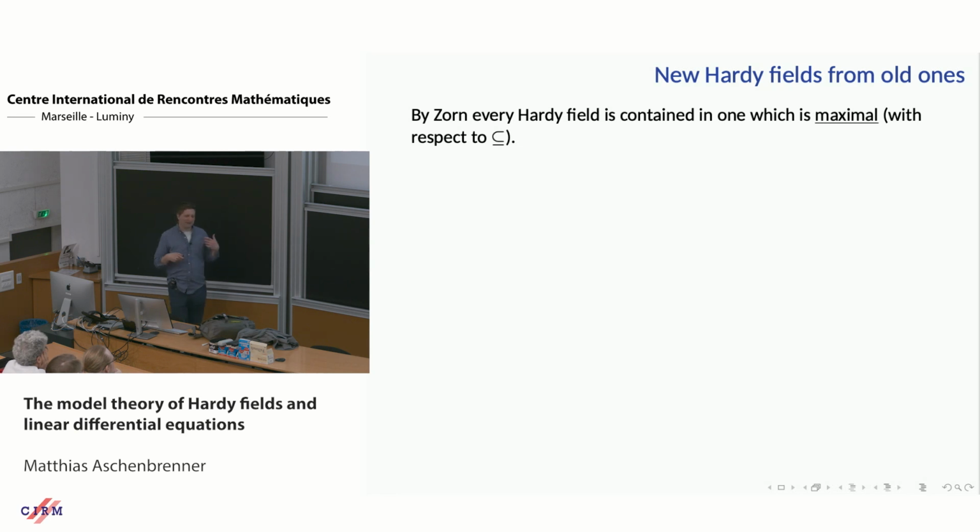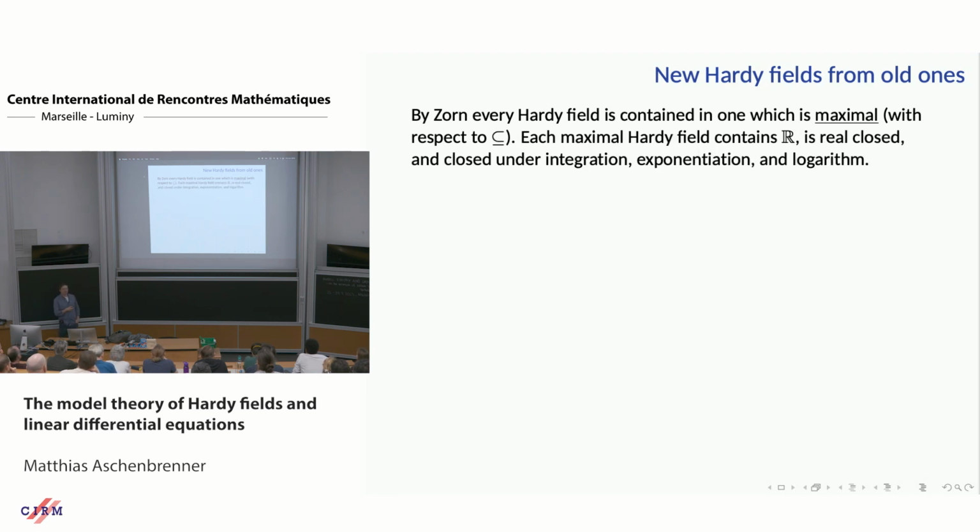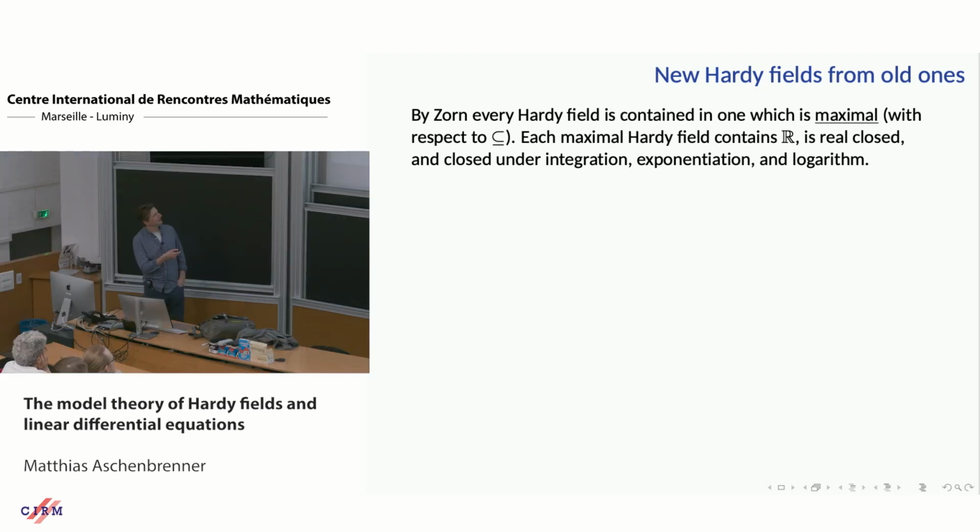Okay, so now you can take this to an extreme and say, maybe it's conceptually easier to just imagine that we have enlarged the Hardy field so big that it's maximal. We cannot make it bigger. By Zorn's lemma, we can always do this. And then these previous results, well, there's one result I didn't mention, namely closure under algebraic equations. But in a nutshell, this result on the previous slide tells you that every maximal Hardy field has to contain all the real constants. It has to be real closed, and closed under integration, exponentiation, and logarithm. So what more can you say?